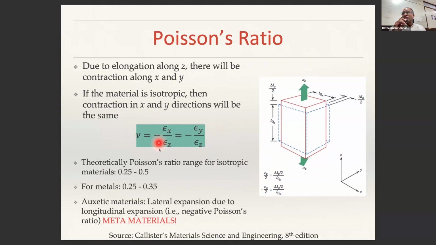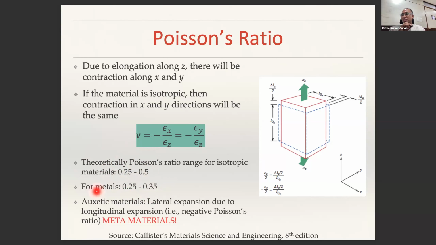We know if epsilon z is positive, then epsilon x will be negative. If epsilon z is negative, then epsilon x will be positive. As a result, epsilon x by epsilon z will always be negative. That negative number multiplied with a negative symbol will always be positive. So Poisson's ratio is defined this way, minus lateral strain by longitudinal strain, in order to report that as a positive number. Theoretically, for an isotropic material, you can have a Poisson's ratio going from 0.25 to 0.5. But for most of the metals, you will have 0.25 to 0.35.